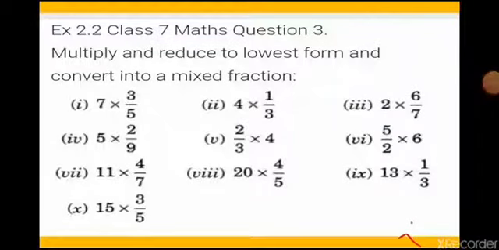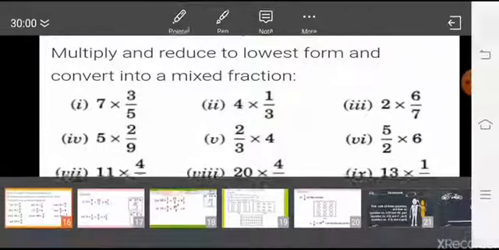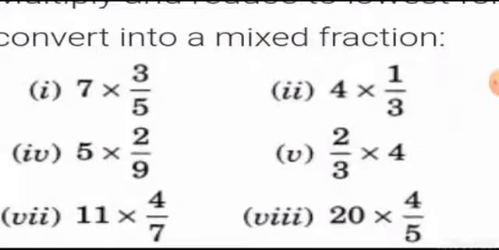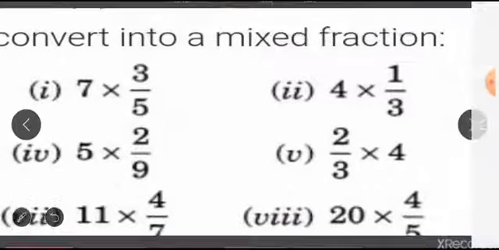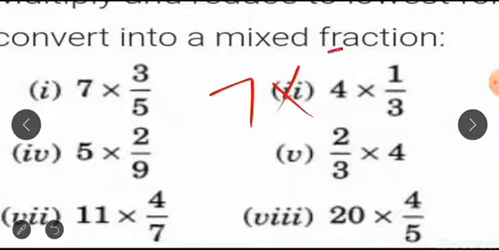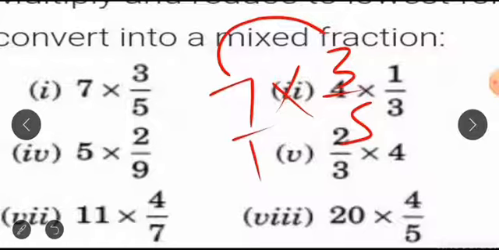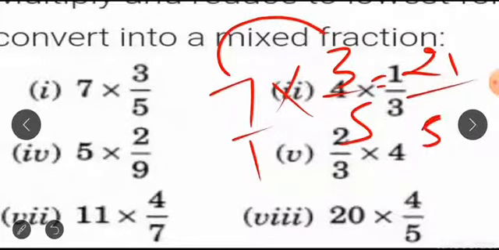Now move to the next question, question number 3 of exercise 2.2, that is multiply and reduce to the lowest form and convert into a mixed fraction. So the first question, as you can see here, what is given? 7 into 3/5. How can you solve it, students? You can write down 7 as 7/1, and first you will solve the numerator. 7 into 3 will be equal to 21, and 1 into 5 will be equal to 5. If it is possible to cancel out, then you will cancel the numerator and denominator. But here it is not possible to divide 21 and 5 by the same number.